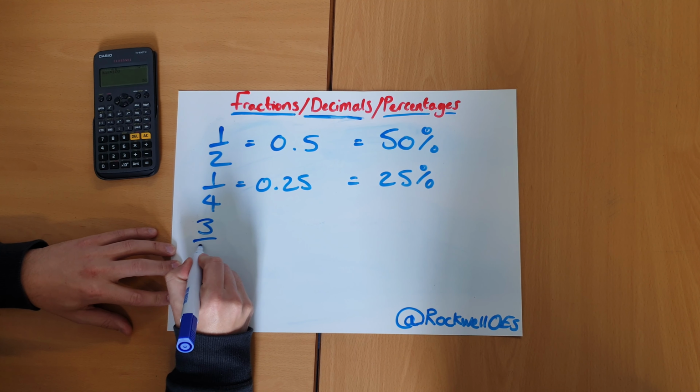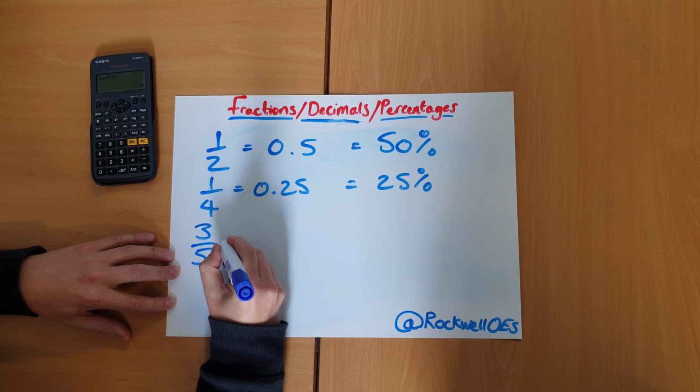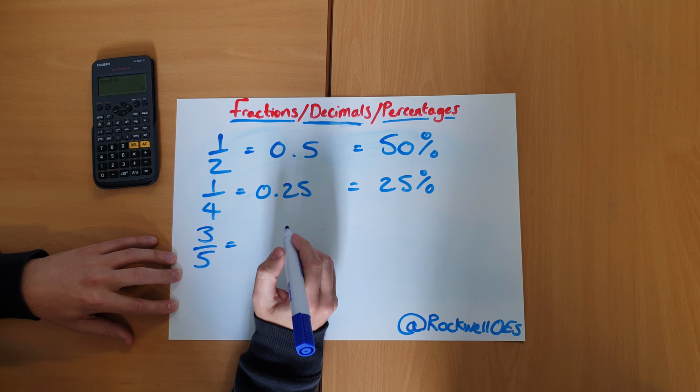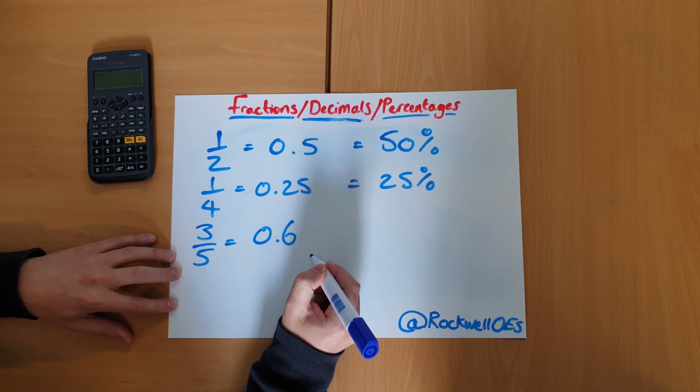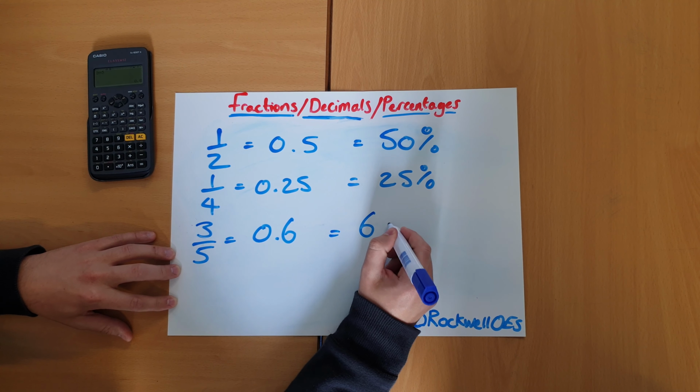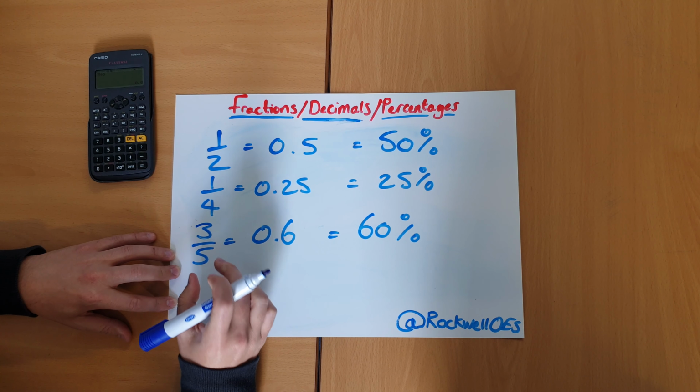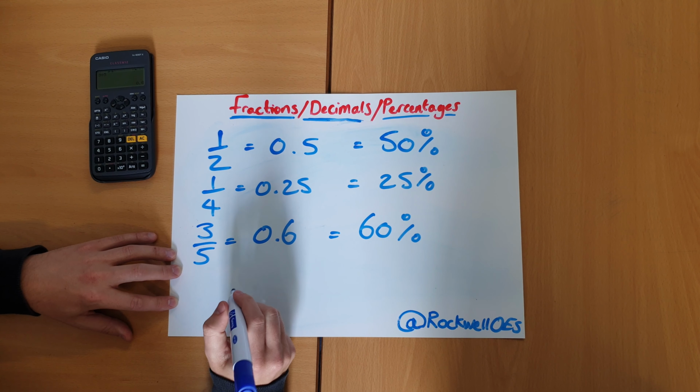Sometimes we'll get some more complicated ones, like 3/5. Taking 3/5, we can do 3 divided by 5, which will give us 0.6. Timesing that by 100 gets us 60%. So we've changed 3/5 into a decimal and into a percentage.